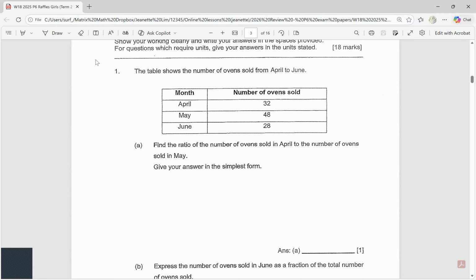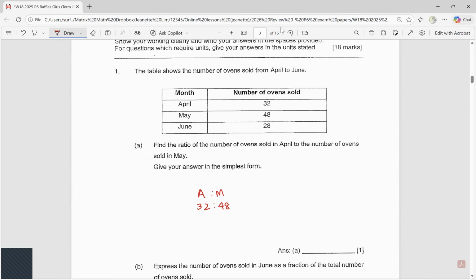Question 1. The table shows the number of ovens sold from April to June. Find the ratio of the number of ovens sold in April to the number of ovens sold in May. Give your answer in the simplest form. Okay, so we have April to May. For April is 32, May is 48. Then you just need to simplify this.